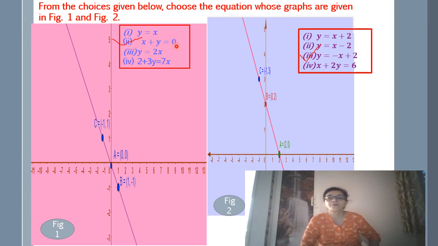Let us check with point 0, 0. Replace x and y with 0, 0. Yes, you are getting 0 on the RHS. So the second equation is working, but that is not enough. Move to point C. Point C has x coordinate minus 1, so replace x with minus 1 and y with 1. Minus 1 plus 1 is equal to 0. So even this is working. Two points are working, so I put a tick on it.